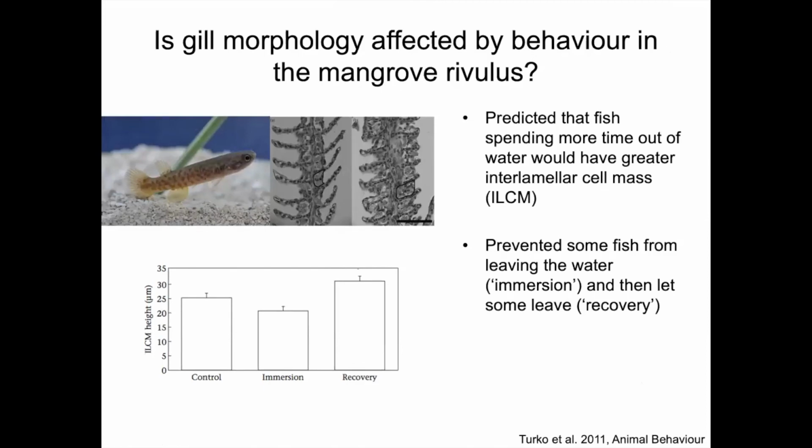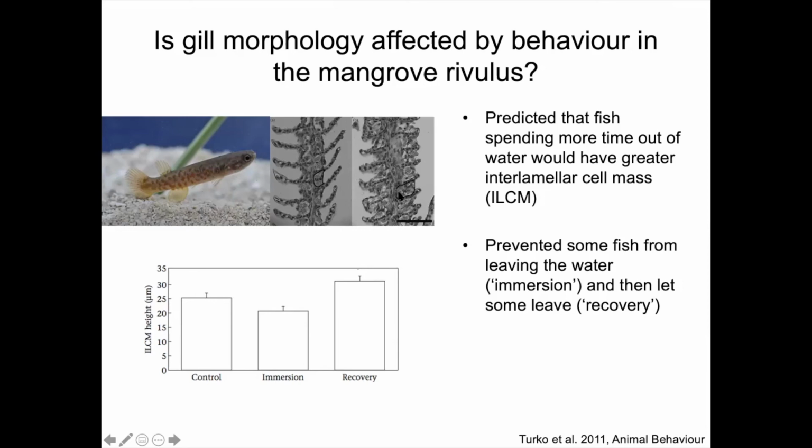As an example of this type of analysis from the primary literature, Turco et al. were interested in studying whether the gill morphology of mangrove rivulus was affected by their exposure to air. Now, rivulus are amphibious fish that can leave the water and survive for quite an extended period of time breathing air. But in order to do this, they have to modify their gills in order to prevent the gills from collapsing and not being able to absorb oxygen anymore.